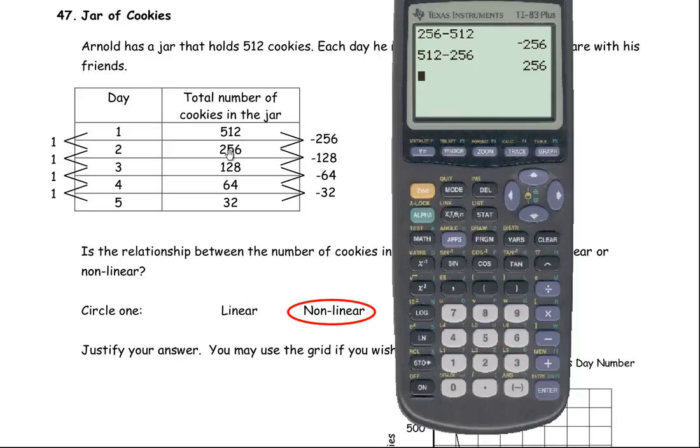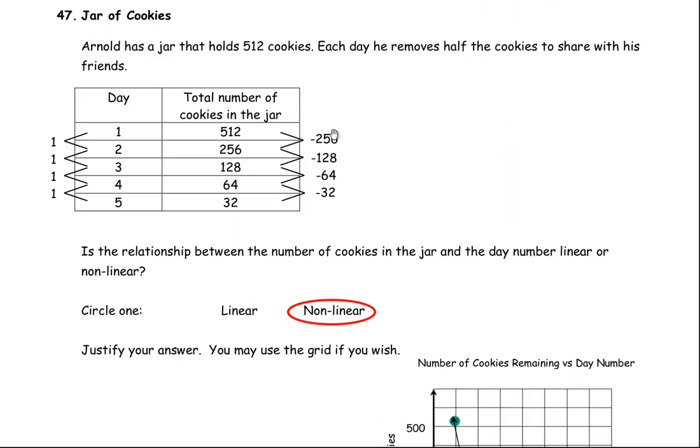So for example, to go from 256 to 128, I would want to type in the 128 first, minus 256, so it's going down 128 from here to here. From 128 to 64, it's gone down 64, and then from 64 to 32, it's gone down 32. And the fact that all these first differences, those are the first differences, they're all different, it means it's nonlinear. Now, they are all different here. If those two were different and then it went negative 128, negative 128, it would still be nonlinear. They have to all be the same to be linear. If even two of them are different, it's nonlinear.